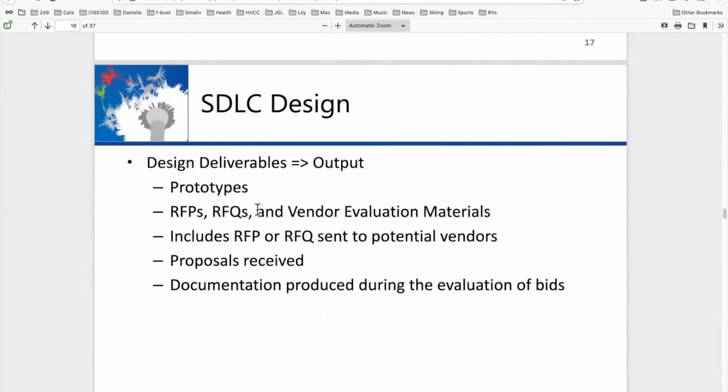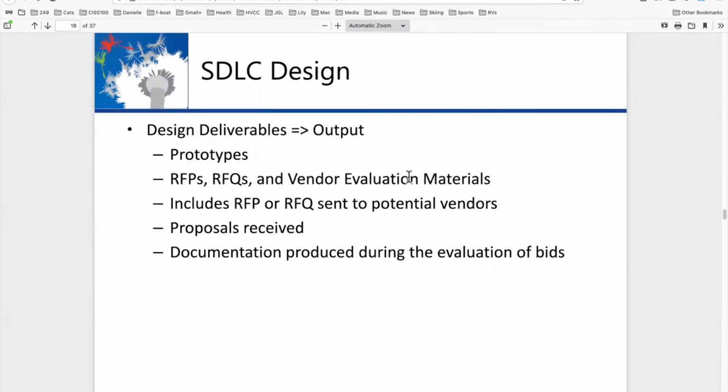Okay, so we've moved through the problem identification to the analysis to the design. Again, each one of these phases has deliverables to the next phase. And again, we iterate, so we can go back to analysis, we can go back to even problem identification and move forward into the design phase. When we get to the design, the output, of course, is going to be those prototypes, RFPs, RFQs, anything. And all documentation when we evaluated the bids.